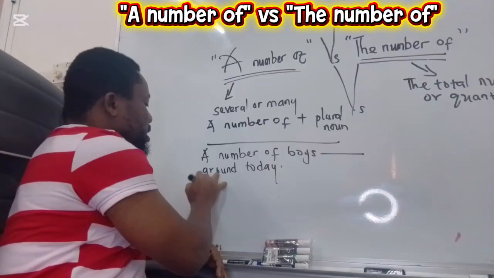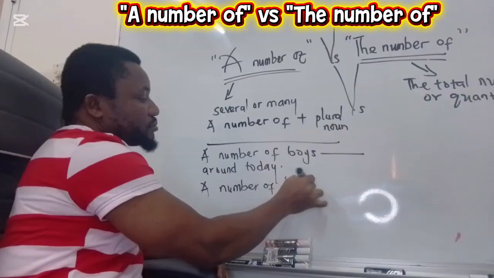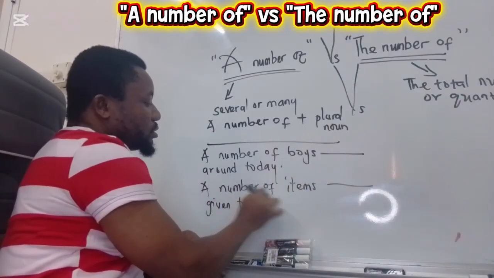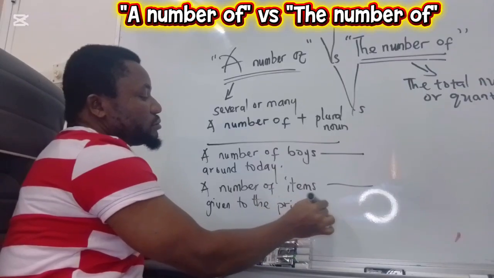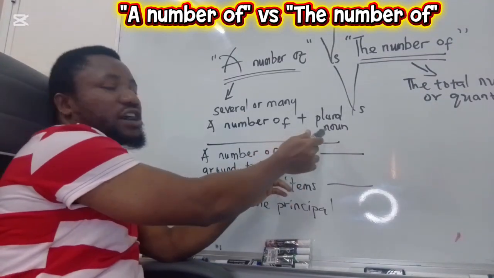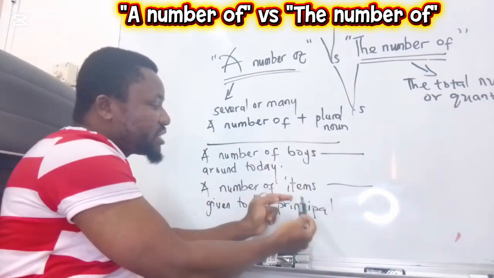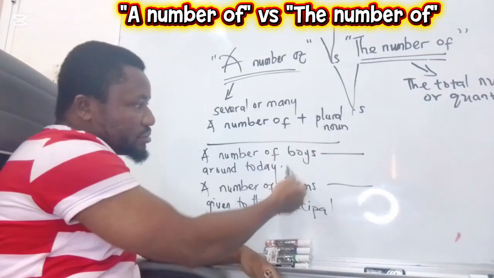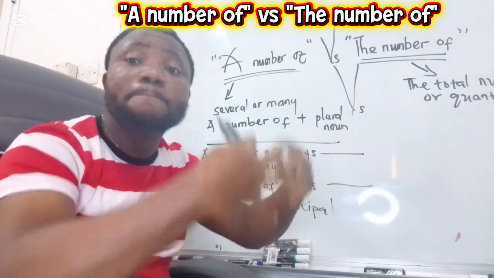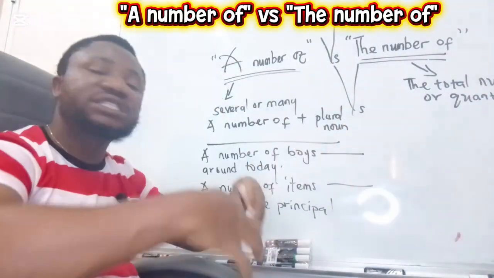A number of items dash given to the principal. Now, you see that the structure is when you have "a number of," the next item being attracted has to be a plural item, a plural noun, or a plural noun phrase. Boys, items. And that's because we said that "a number" simply refers to several or many. When you hear "a number of," you're talking about many things or several things.